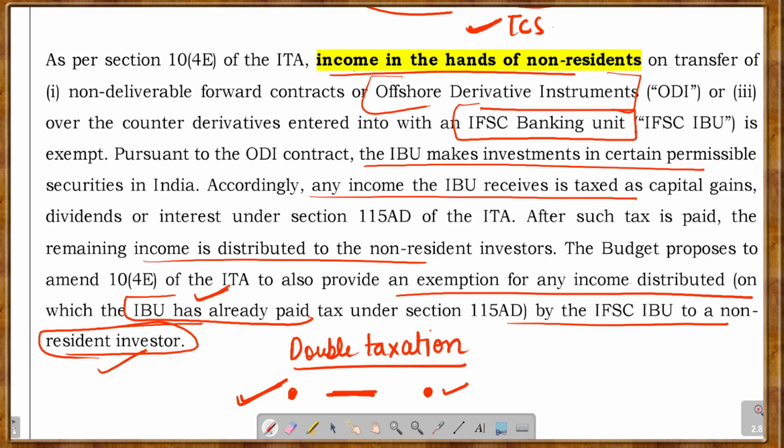So these were the important provisions in your Finance Act of 2023. We have covered two vital topics in this particular lecture. Short and sweet lecture. I hope that you were able to understand them.